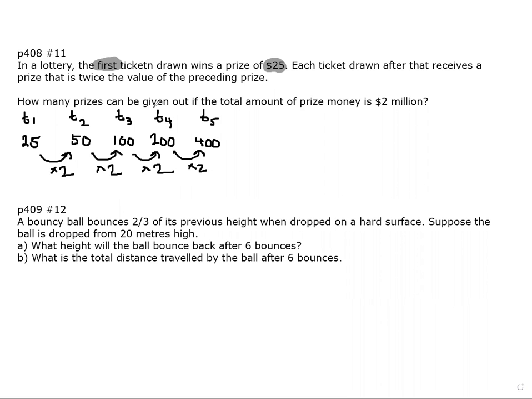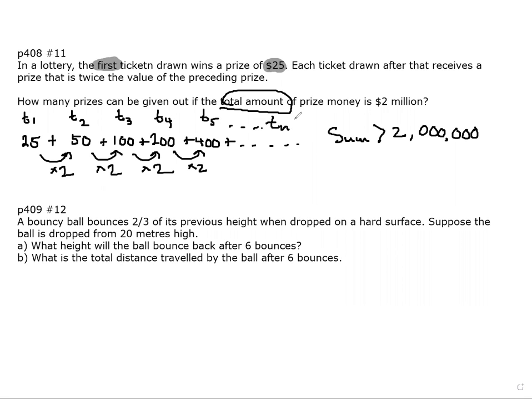Now, I want to know how many prizes can be given out if the total amount of prize money is 2 million. So the pot is 2 million. I need to actually add this up and see how large this becomes. If the sum gets bigger than 2 million, I need to stop because I don't have that much money. That's the goal. So T1, T2, T3, T4, T5, I want to know what term number this is going to be when I approach basically a maximum of 2 million.